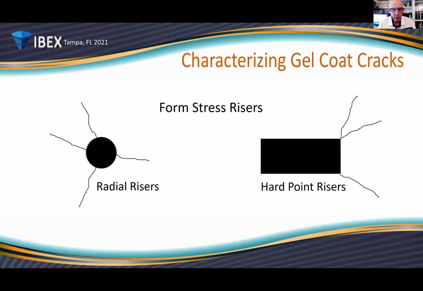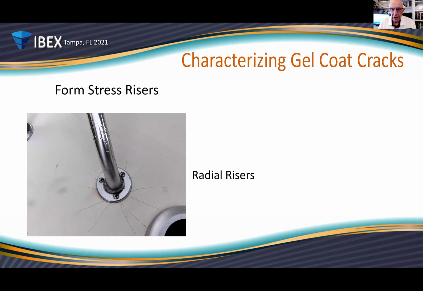So when you have a square or rectangular hole with sharp edges that's cut through a laminate, as in this illustration, what happens is when there's some mechanical strain on the laminate, that strain becomes focused at the hard points. Therefore, you see hard point risers. This is a shot of a very typical radial riser where you have stress that's forming around a hole in the laminate in this case.